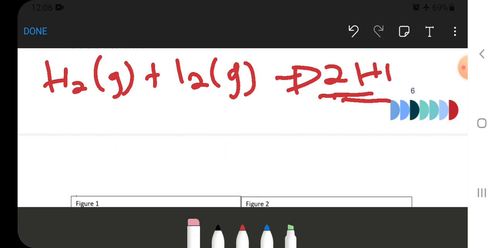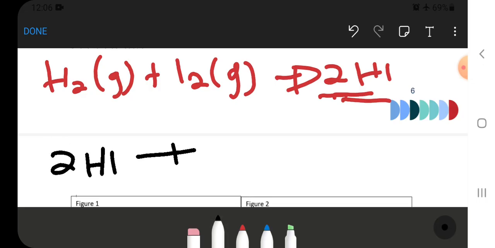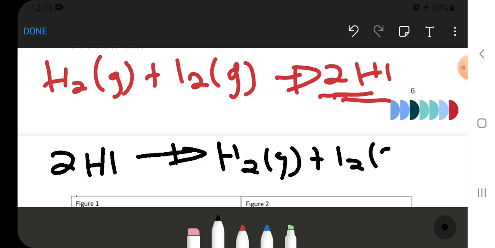Now when we reverse this, we'll say the 2HL will now become H2 gas plus the L2 gas. So that is the reverse reaction. The product is now being reversed. The reaction, sorry, is now being reversed into the product, or the product is now being reversed into a reaction.